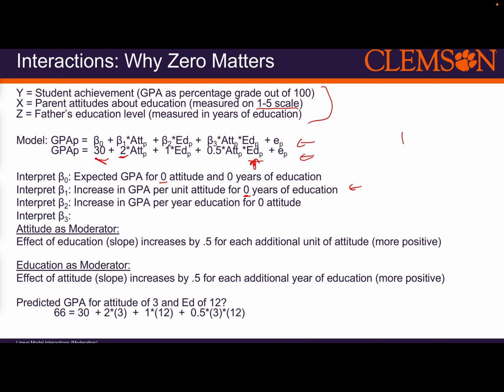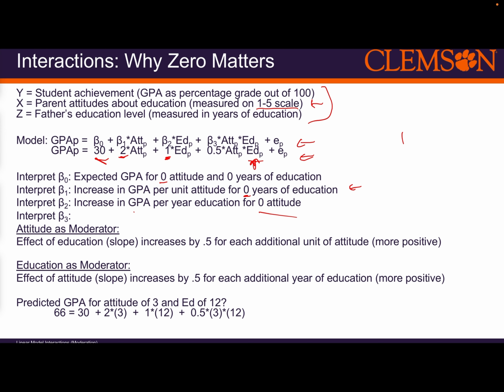Now, we can do the same thing with beta 2. Beta 2 has a value of 1 here. It is the increase in GPA per year of education for the father, but that's for a parent with a 0 attitude for education. So GPA goes up 1 percentage point for every year of education so long as the person has less than a negative attitude about education. So again, we recognize that 0 is important here.